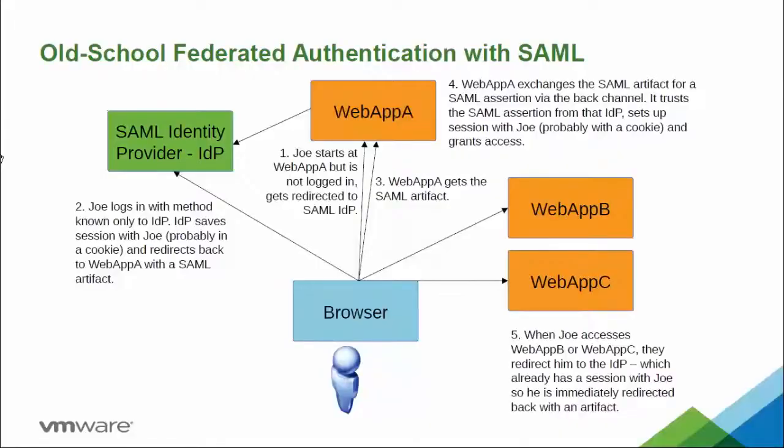Now when the user goes to web app B or web app C, it points the browser there, the browser redirects over to the SAML identity provider, it sees that they already have a session via the cookie, they don't need to authenticate again, they just redirect back, you get single sign-on. So that is the basic SAML flow. That's the old school way.